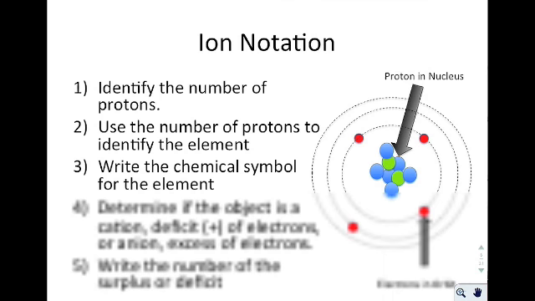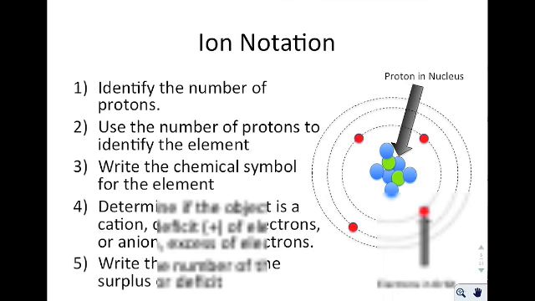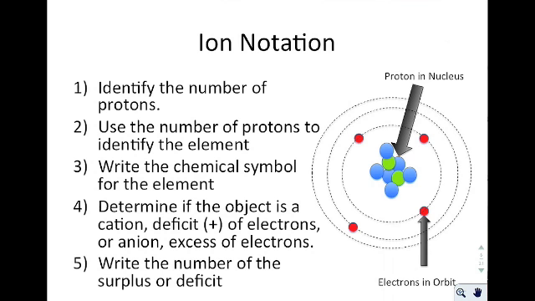So for ionic notation, we've already discussed this briefly. Whenever we write something in ionic notation, it allows us to specify the number of protons and electrons that are present in an atom. You'll use ionic notation quite a lot. The first thing you need to do is identify the number of protons. For example, in this particular example, you have 1, 2, 3, 4, 5, 6 protons. Once I've identified it as 6 protons, I can write the chemical symbol for this element, and that would be carbon. The next thing I would do is determine if the object is a cation or anion by figuring out what the surplus or deficit of electrons is.